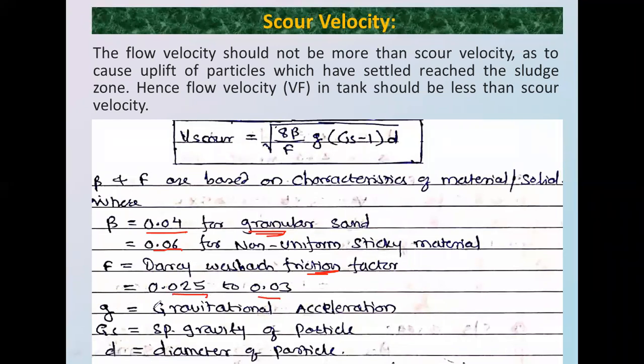Okay, g is nothing but gravitational acceleration or acceleration due to gravity. Then Gs is nothing but the specific gravity of the particle, and D is nothing but the diameter of the particle. Okay, so here write down this formula.